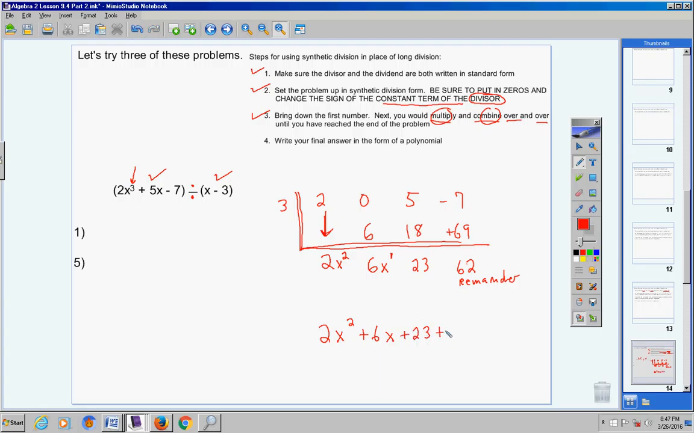Remember, we put plus 62 over what's your divisor? x minus 3. Booyah. Now that's fast. I'm telling you, this is a great, fast process if you'll learn to do it, okay? We got 2 more of these. Hang with me, follow these steps, and you'll be fine, okay? Alright, here we go. Let's try another one.